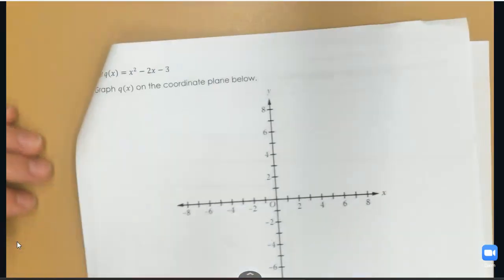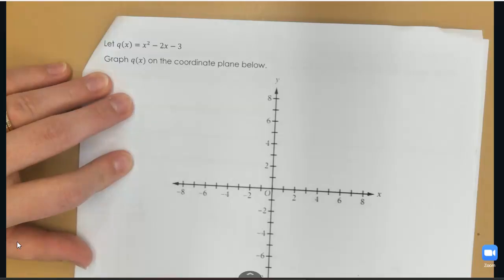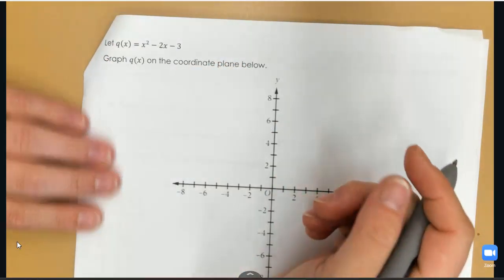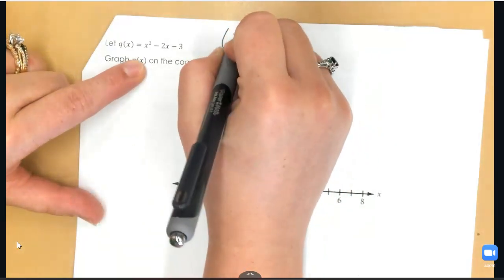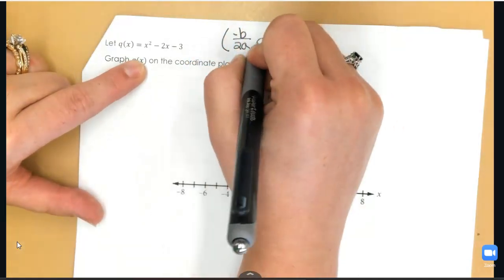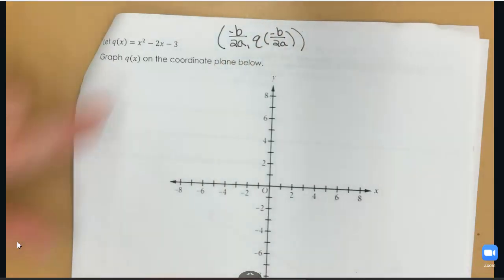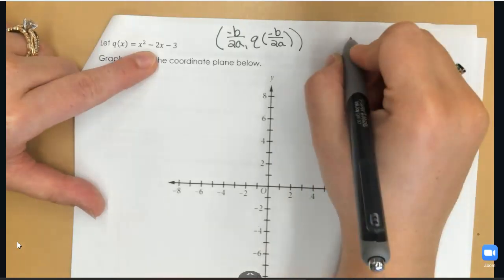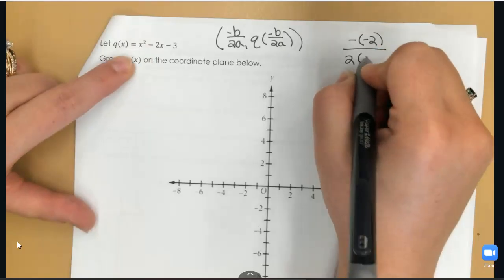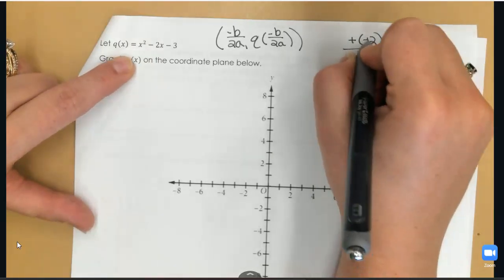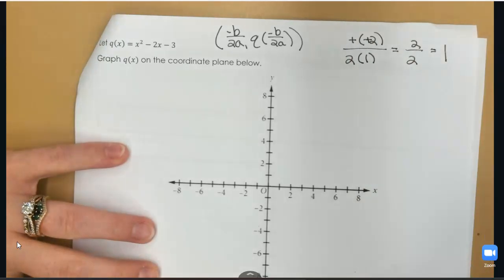Okay, moving on. Now we have a new function, and it is a quadratic. Quadratics are easiest to graph when they're in vertex form, so I'm going to convert this to vertex form firstly. Remember, -b/2a will give you the x-coordinate, and then plugging that value into your function will give you the y-coordinate for your vertex. So here, b is -2, so -2 divided by 2 times a, which is 1, gives me 2/2, which is 1.